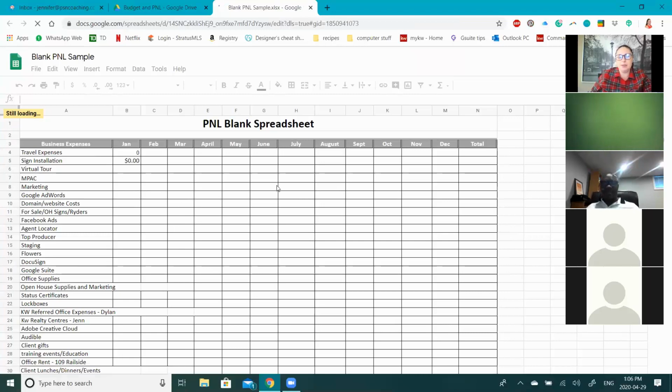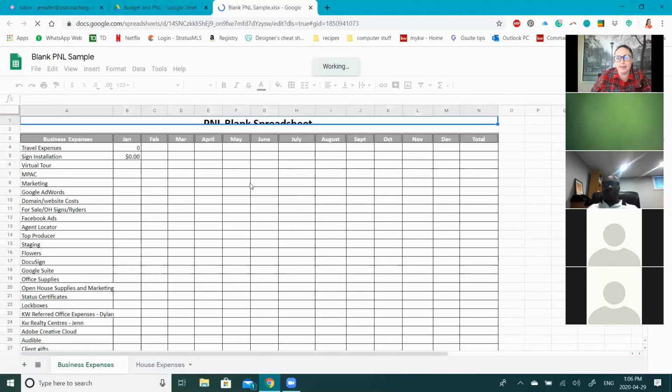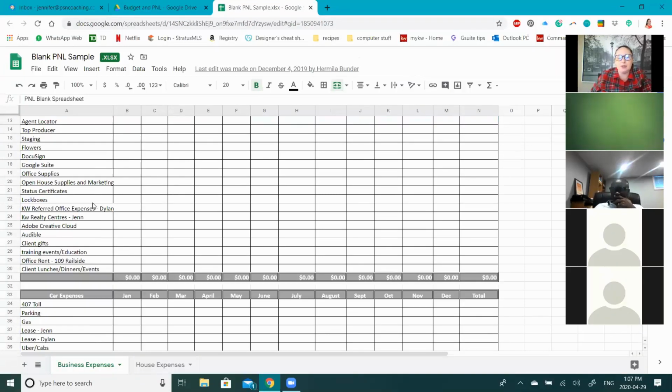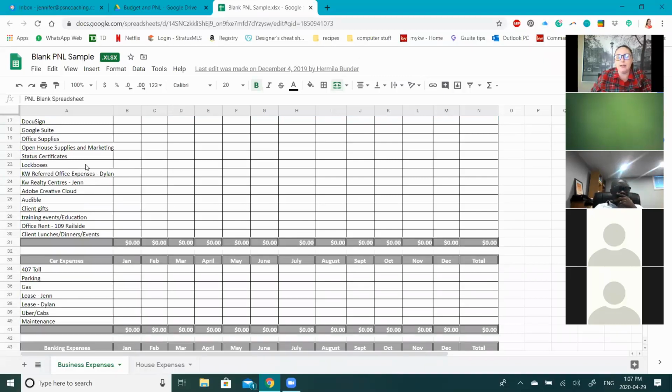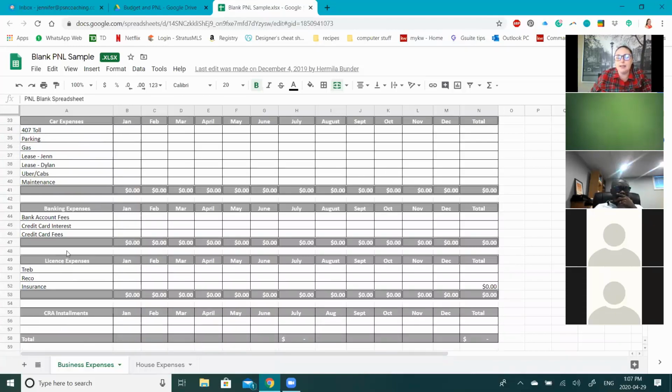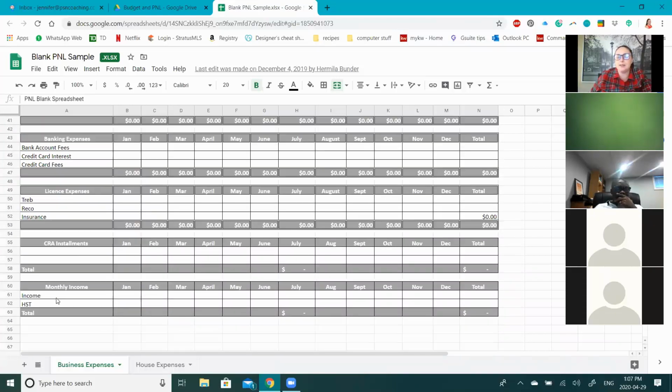So this is a sample of a P&L spreadsheet that I used and I share with my accountant. And as you can see down the left-hand side, it's just a list of any expenses that I use or incur in my business. So I might not have all of these monthly, but I'm tracking everything that costs me money. And then if I keep scrolling down lower, you'll see I have it broken down into categories: my car expenses, my bank account fees, my licensing expenses, and then at the bottom, I also have my income, and I have my HST that I've earned.